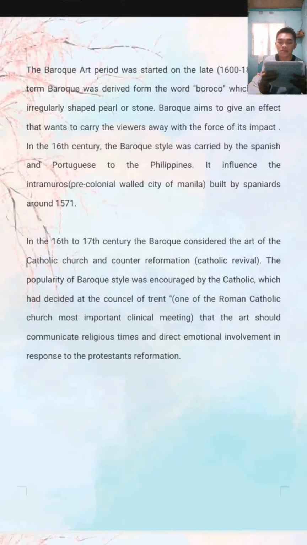So the art of the Baroque period started in the 1600s to 1800s. The term Baroque was derived from the Portuguese word Barroco, which means regularly shaped pearl or stone. So Baroque art developed in Europe around the 1600s. Baroque art aims to give an effect that carries the viewers with the force of its impact.